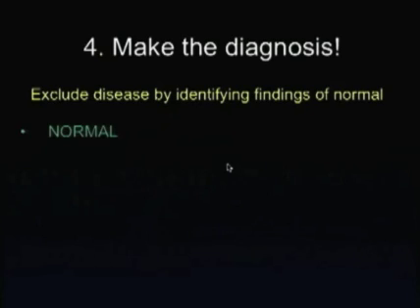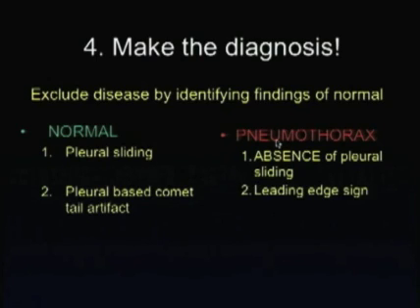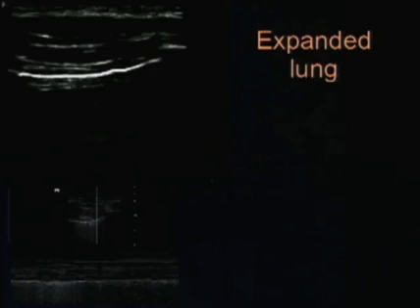So how is the diagnosis made for pneumothorax? First of all, similar to the case with ectopic in first trimester pregnancy, to a certain extent the pneumothorax is excluded by the identification of normal findings. The normal findings are pleural sliding, pleural-based comet tail artifacts, which we'll talk about more extensively in the next part of this lecture. And pneumothorax is identified by the absence of pleural sliding in any rib space, and or the leading edge sign, which we'll discuss in more detail.